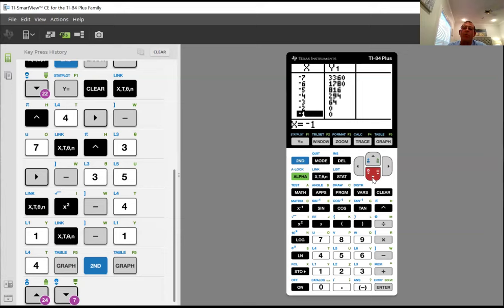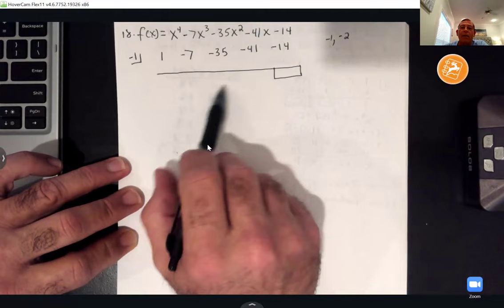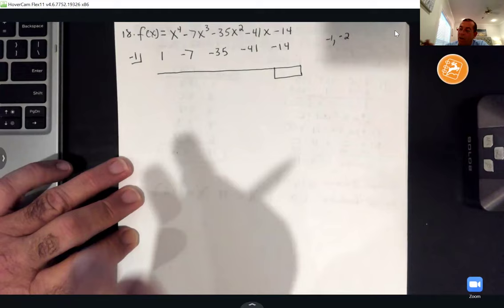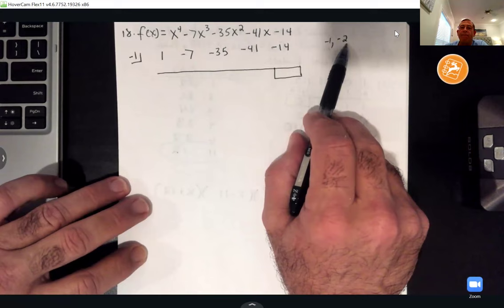So let's go back to our paper. So I'm going to try these two numbers with my synthetic division. Because remember, I got to do this one twice before I can do my quadratic stuff, okay? Because this one will have four zeros. I can get the last two doing the quadratic stuff, but I got to get two of these divided out. So I'm going to start with negative one, divide it out, and then I'm going to divide out that negative two. Okay? So here we go.